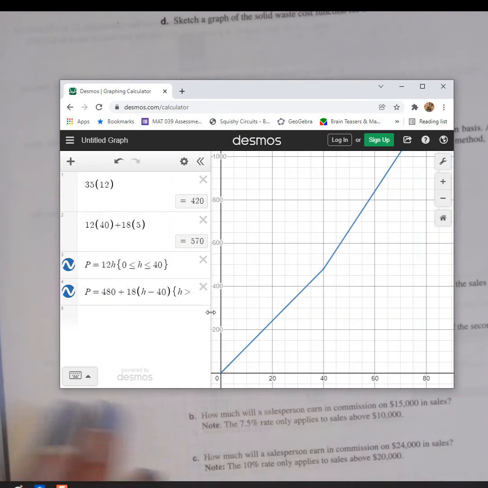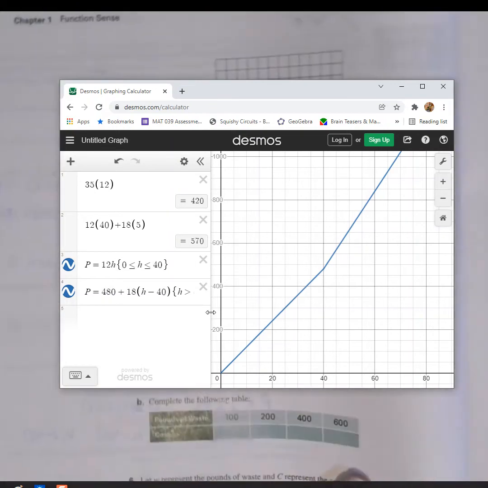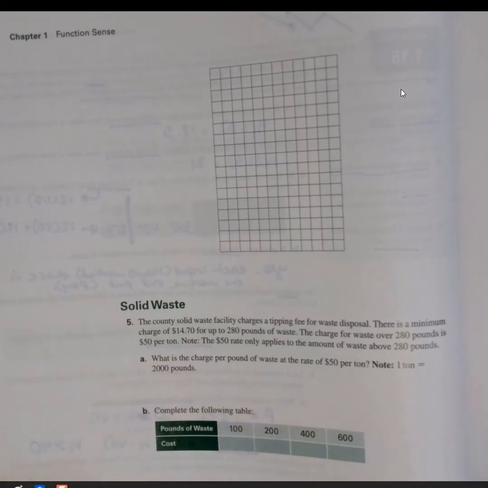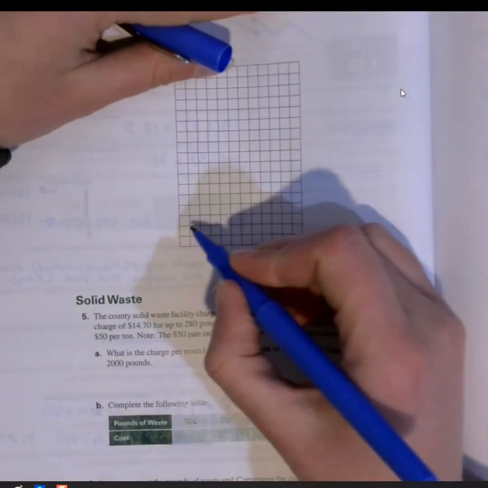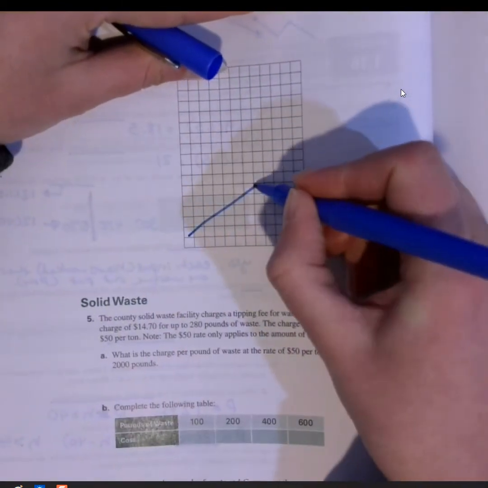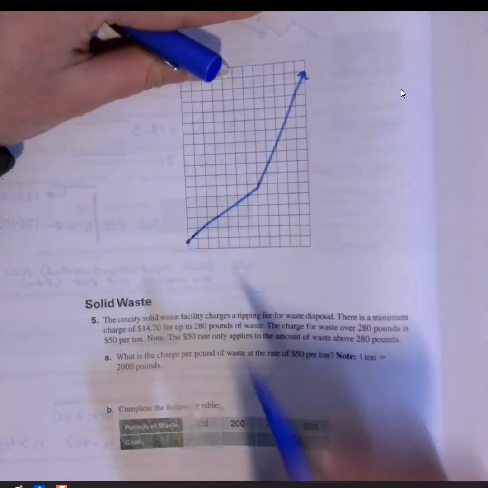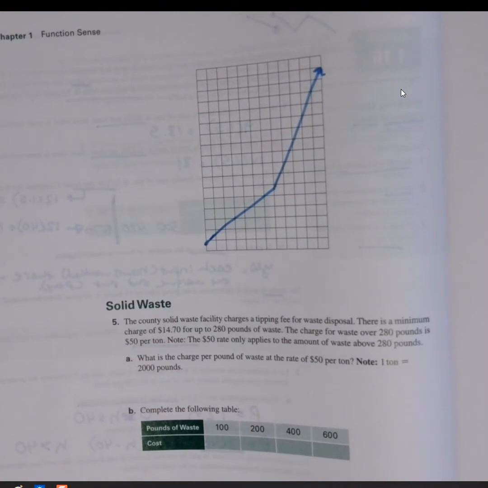Okay, so on the next page, we get to try this again. I'll draw a rough sketch of our graph right here. It was like this and this. Okay, that's what we saw for the pay. All right, the next one, solid waste.